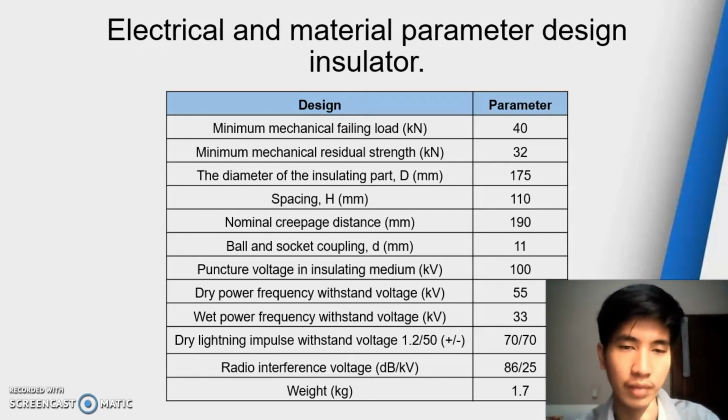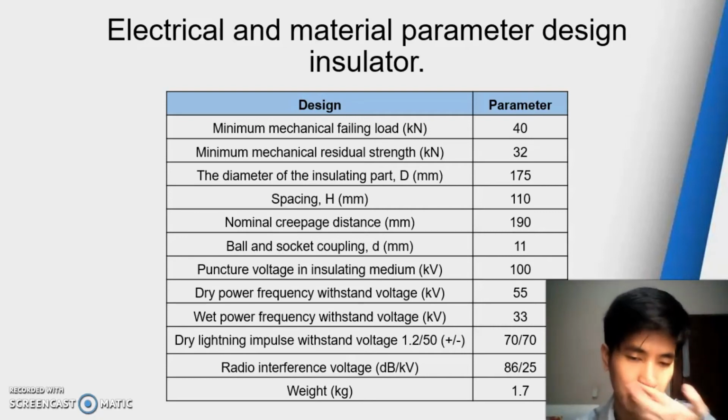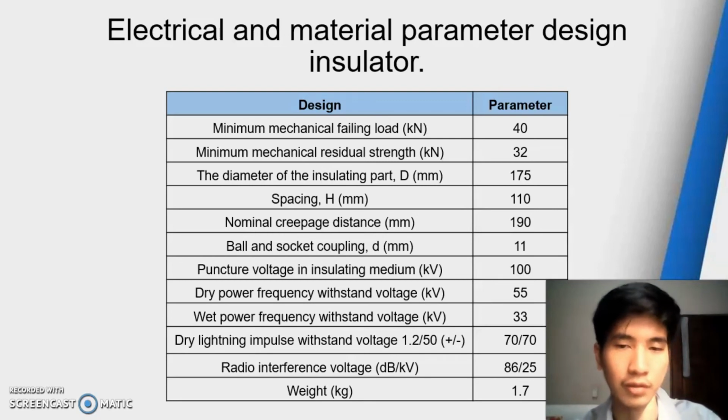Okay, this is our electrical and material parameter design of the insulator. We design with the minimum mechanical payload, minimum mechanical residual strength, the diameter of the insulating part, spacing, nominal creepage distance, pole socket coupling, puncture voltage in insulating medium, dry power frequency, wet power frequency, dry lightning impulse withstand voltage, radio interference voltage, and also the weight of the insulator.